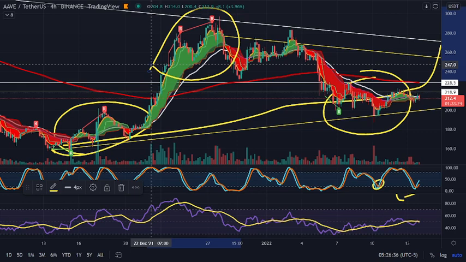So there you have it, friends. I don't want to make it too long. That is AAVE. It's an older project, but it's a large project, large cap. It moves slowly, but when it does move, it has decent range for its size. And yeah, I would say this is something that I'm interested in.